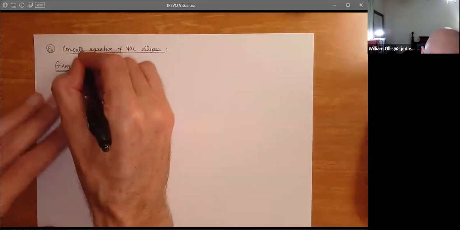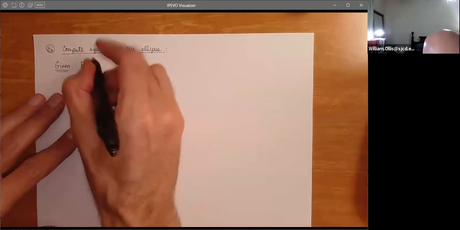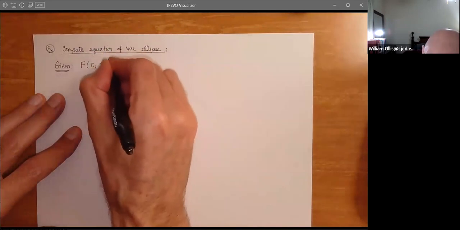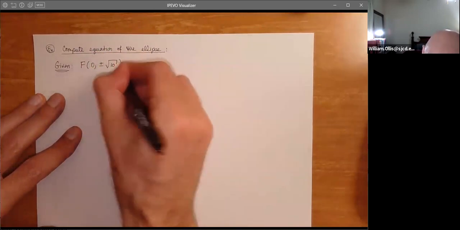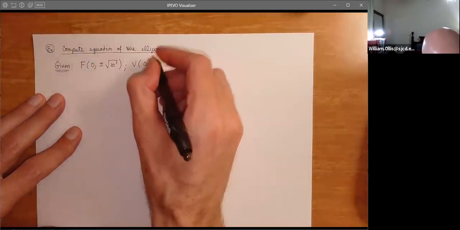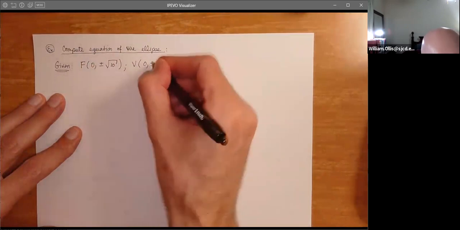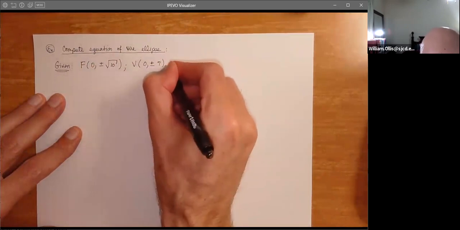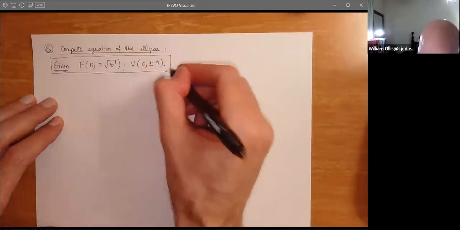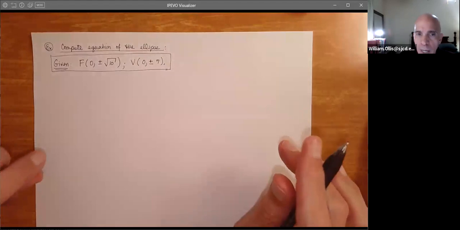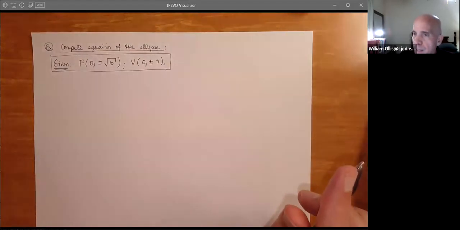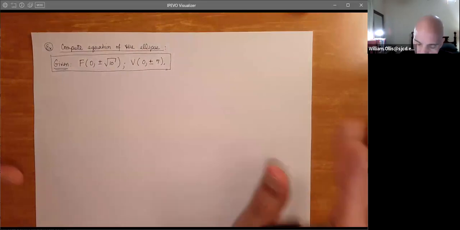So here's the given. The given here will be foci 0 plus or minus square root 10. And the vertices, so we got to have a little bit more information than we do for the parabola. So this is the given. So as long as we can figure out the A and the B and the C, we're good. We can fill in all of the parameters that we need.